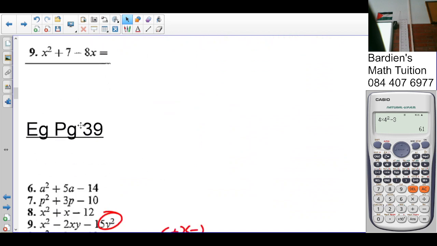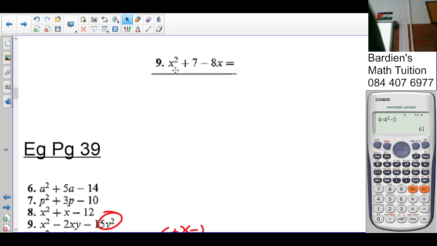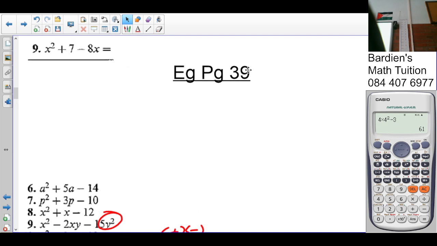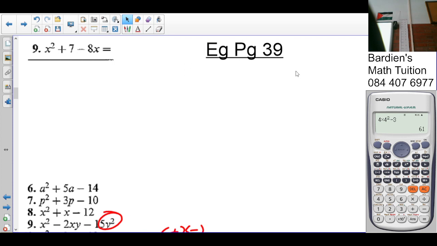Okay, let's look at number 9 quickly. So what do you notice about number 9? We've got x squared plus 7 minus 8x. What do you notice here? Not in the proper order. So how are we going to do that? Change. In other words, x squared minus 8x plus 7. So do your thing quickly.